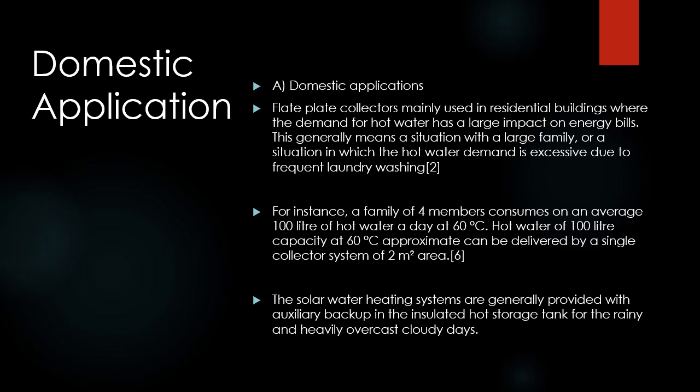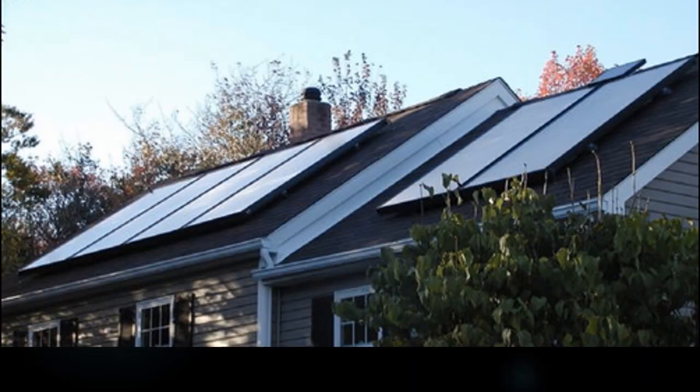Hot water of 100-liter capacity at 60 degrees Celsius can be delivered approximately by a single collector system of 2 square meters area. So this is how a large supply of hot water can be provided using solar flat plate collectors. This is a flat plate collector installed above the rooftop of a house for hot water purposes.